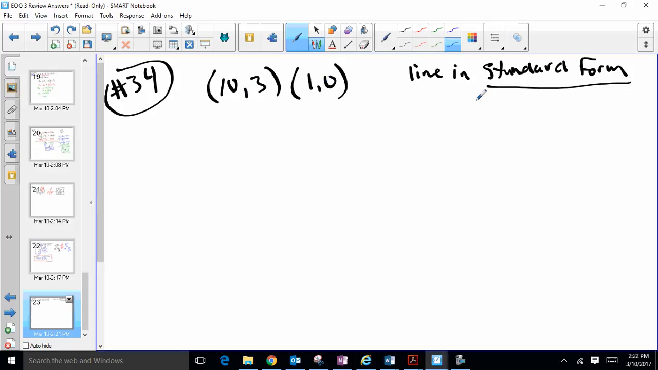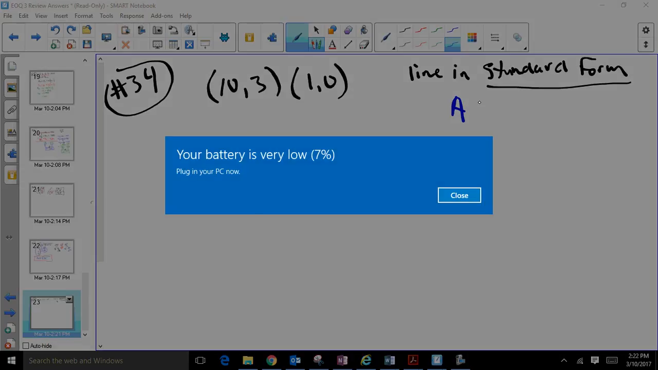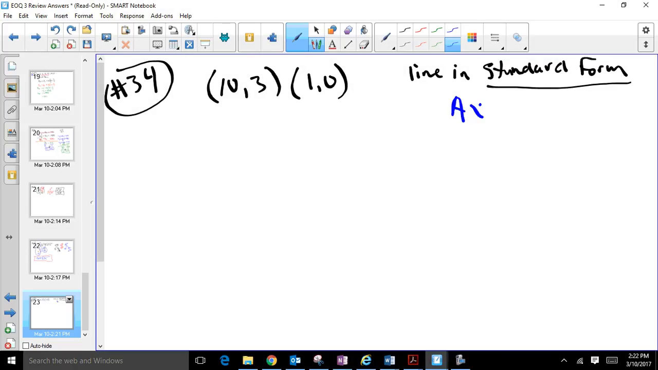Now, first of all, a quick review. Standard form is Ax plus By equals C. You can't really just make that by itself. You have to translate or change another equation into this one. So you have to start with standard, slope-intercept, or point-slope form. So that's what we're going to do.